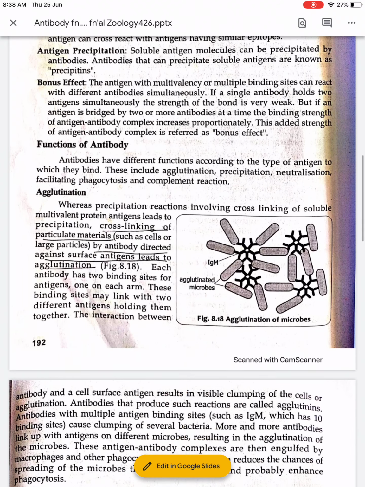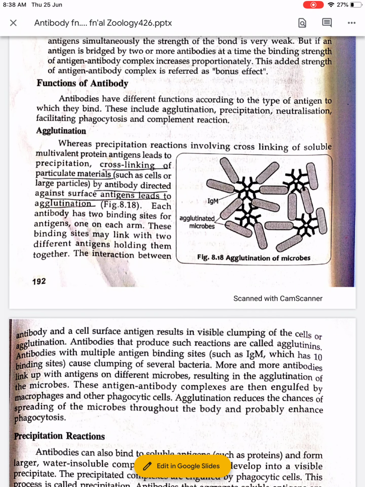Now we will speak about the functions of antibody. When I say functions of antibody, I can say that antibody has different functions to play. First of all, we know that the main role is that antibody can bind with the antigen. But that binding happens in different ways. So we'll start with the first method, that is agglutination, which may be familiar to you.